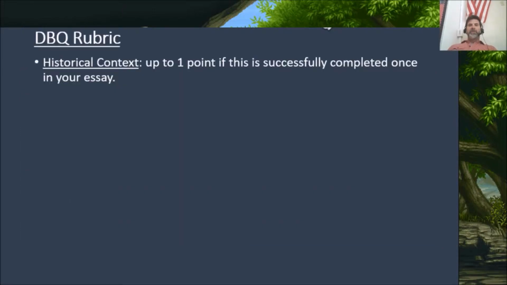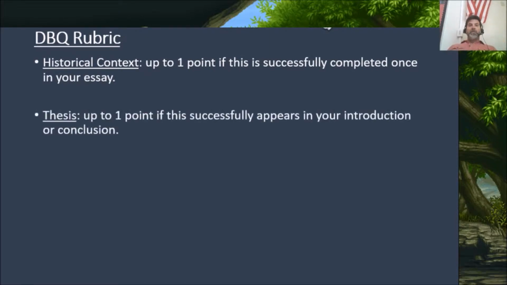So first let's talk about the rubric. Number one, there is up to 1 point available if you successfully complete the task of establishing historical context for the prompt. So as long as you do this once, you get that point. If you don't do it, you get 0. For the thesis statement, you get up to 1 point if you successfully establish a thesis statement with a very clear line of reasoning, and if it appears in either your introduction or your conclusion. I've got another video just about writing thesis statements. You can go look at that for more help there.